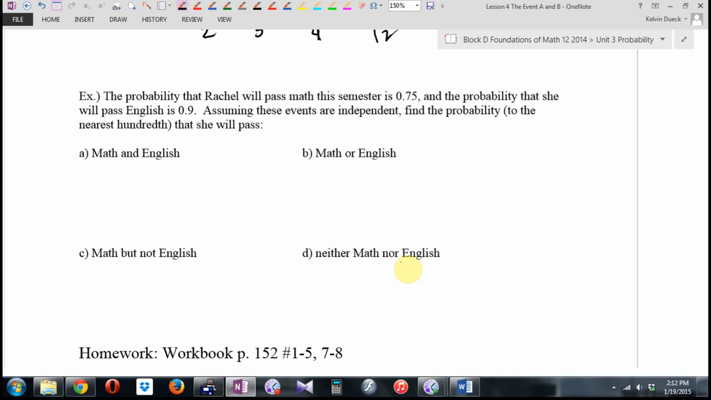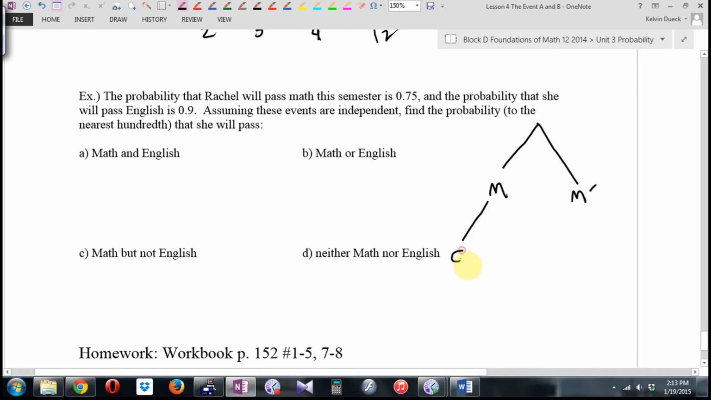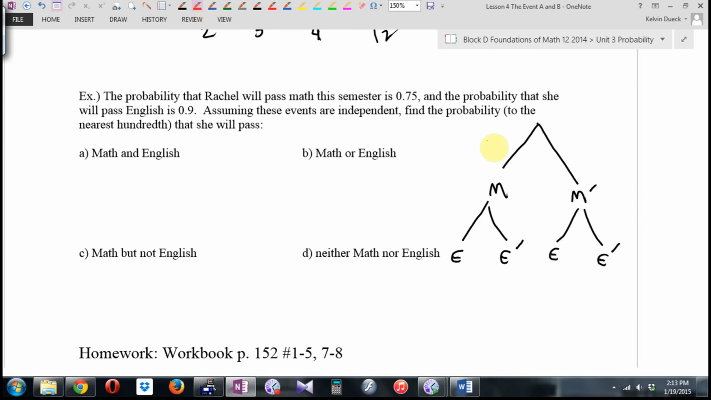Okay. How many events are there? How many subjects are there? 2. Okay. Math, not math. English, not English. English, not English. Rach, what's the probability that you'll pass math? 0.75. What's the probability you'll fail math? 0.25. Double check, it adds to 1. And we used the complement there as a trick already. Yeah, let's subtract.